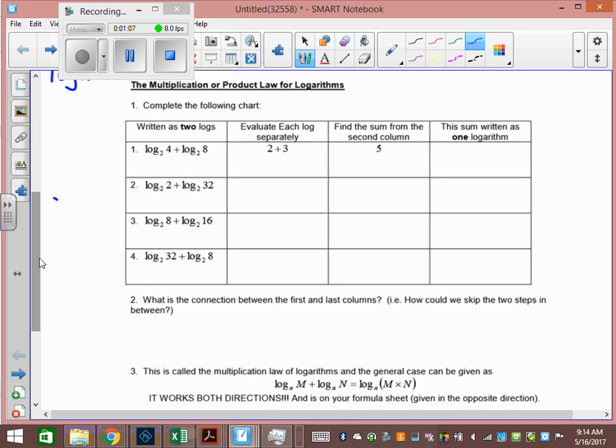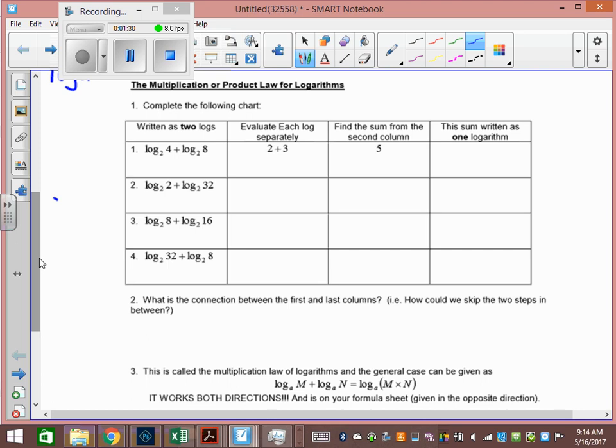Shh. Now let's look at this. We're going to see if this rule is true. Paying attention, please. So if we have this written like this, correct? Log base 2 of 4, log base 2 of 8. Do you see that they both have base 2? Yes. That's important. So log base 2 of 4 is 2. Log base 2 of 8 is 3. 2 plus 3 is? Okay.